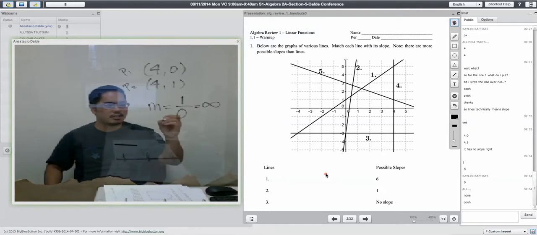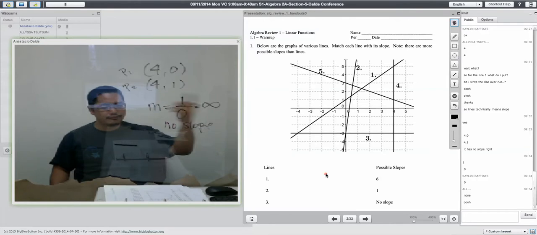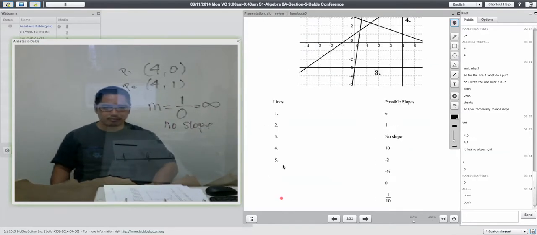So the answer is no slope. Or infinite slope. But I think the option they gave you is no slope. So for number 4, you write the words no slope. And that would be one of the choices.